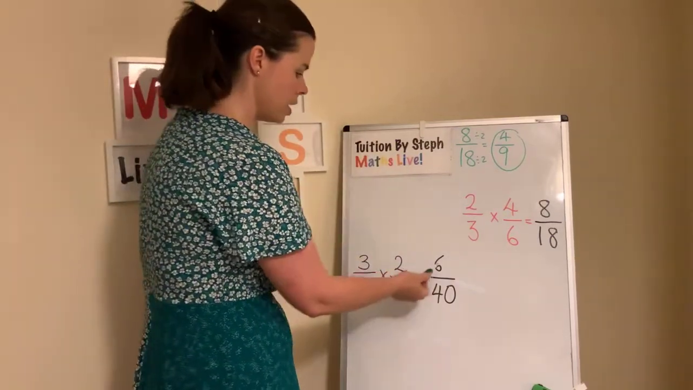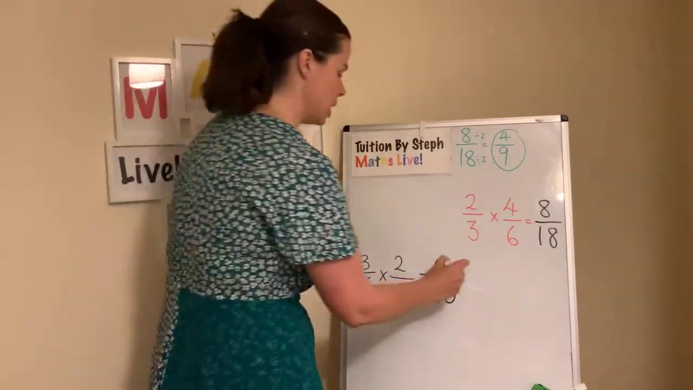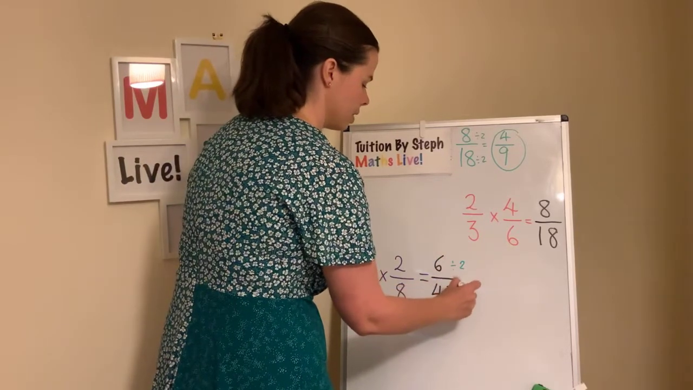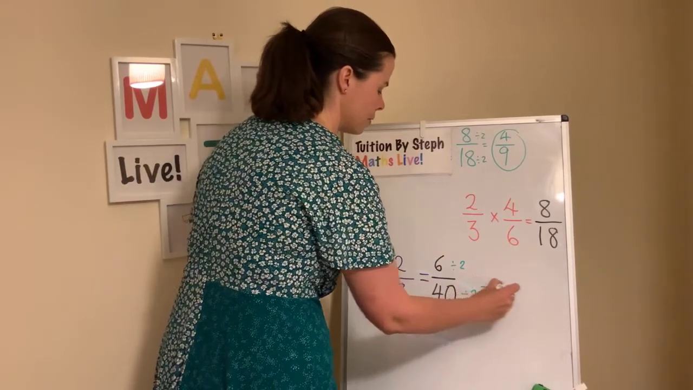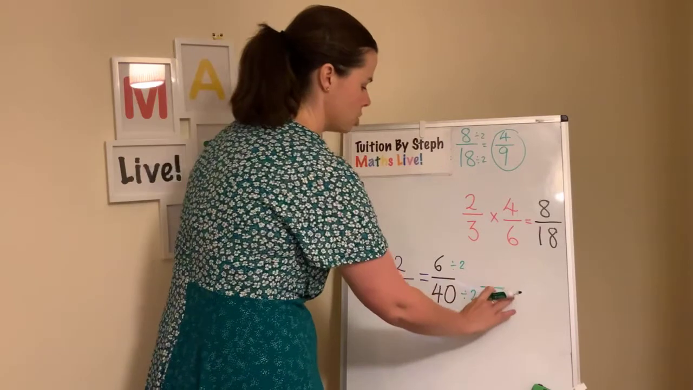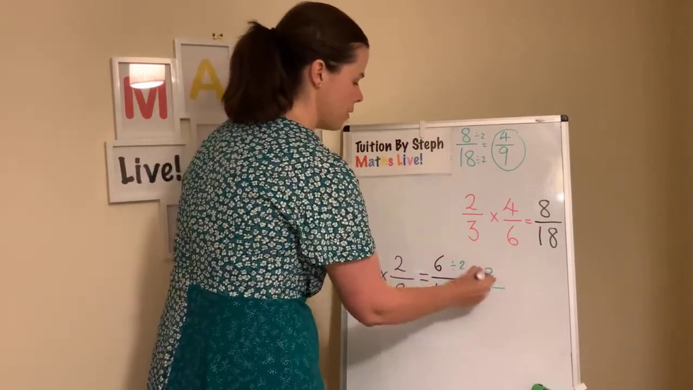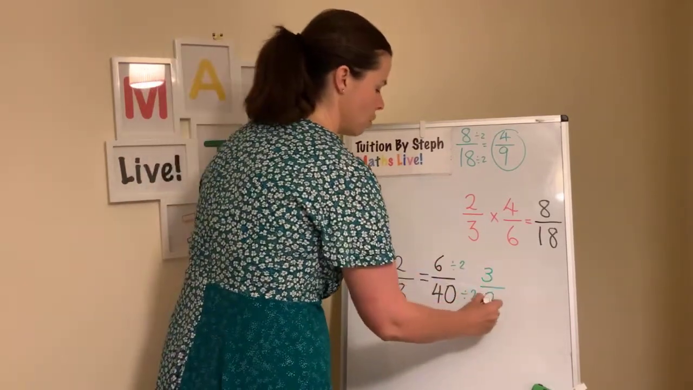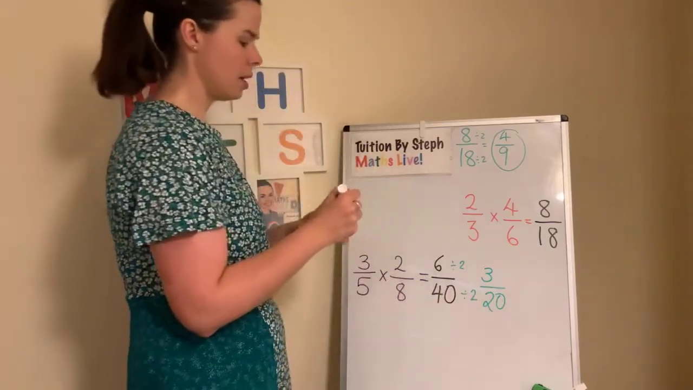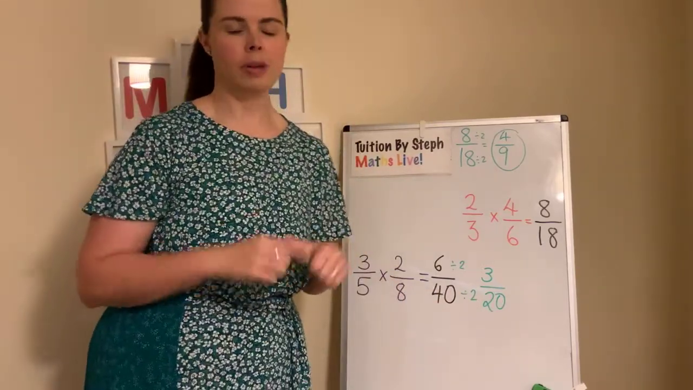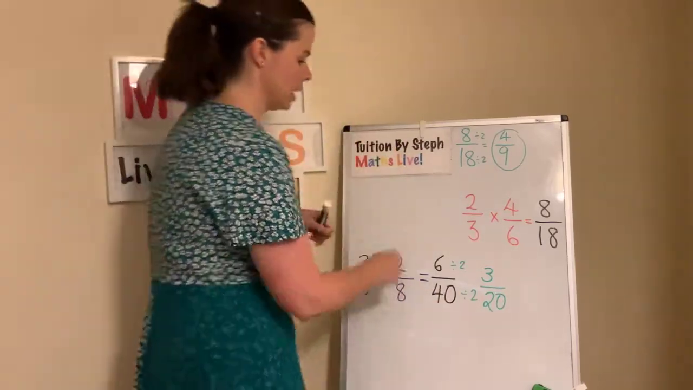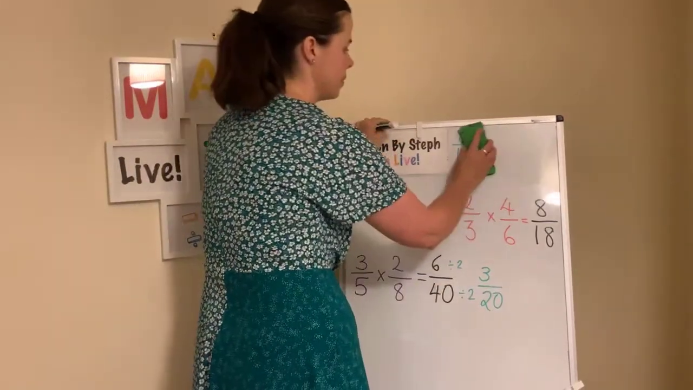So for this one, my answer is 6/40. Again, I can see that they're both even. So I'm going to divide them by 2. Half of 6 is 3, and half of 40 is 20. And 20 is not in the 3 times table. So there you go. So the simplest answer is 3/20.